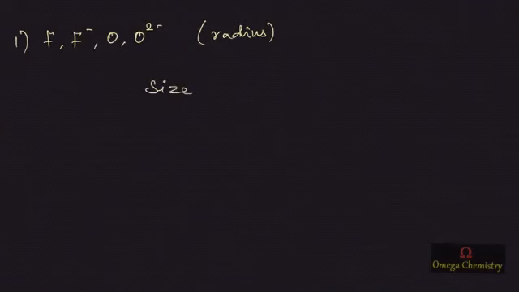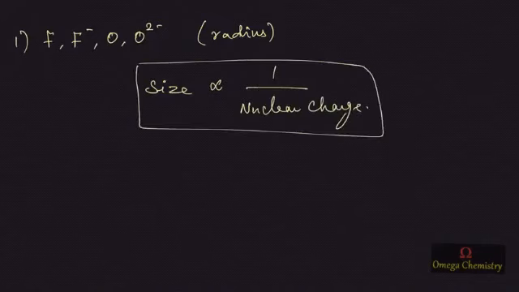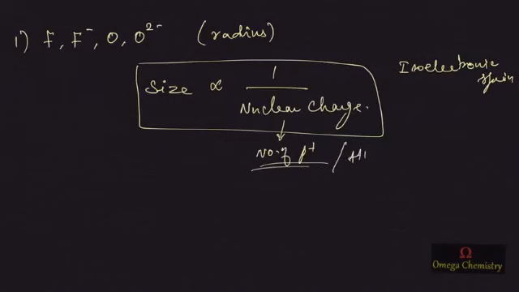So the size of any species, let it be an ion or a neutral atom, first of all is inversely proportional to the nuclear charge, right? This relationship is applicable only for isoelectronic species. If you come across isoelectronic species, then you can apply this one. This nuclear charge is nothing but the number of protons, or you can also construe that as atomic number.